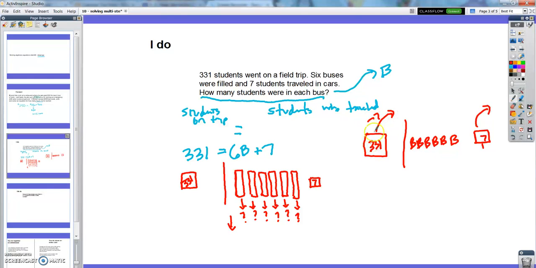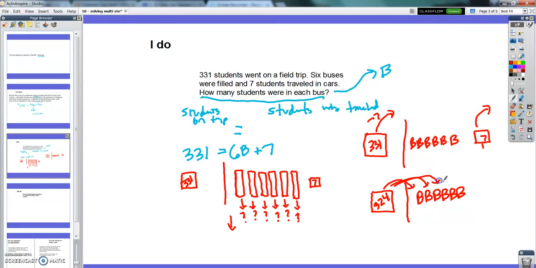I'm also going to take them away from the total so that I don't include them here. So if I take them away, just the kids on the buses, 7 less, that would be 324 kids were on the buses, and there's still the 6 buses. And now I can look at this as a little easier to tell. If I don't worry about the car kids here or here, I can use my drawing and say, okay, now I've got 6 buses and I've got 324 students. All I've got to do is divide those 324 onto the 6 buses, and I can figure out how many there were.